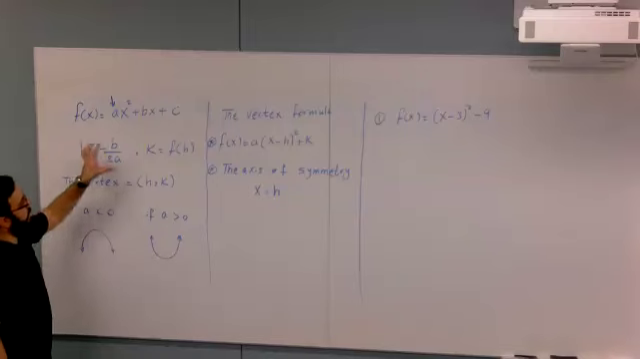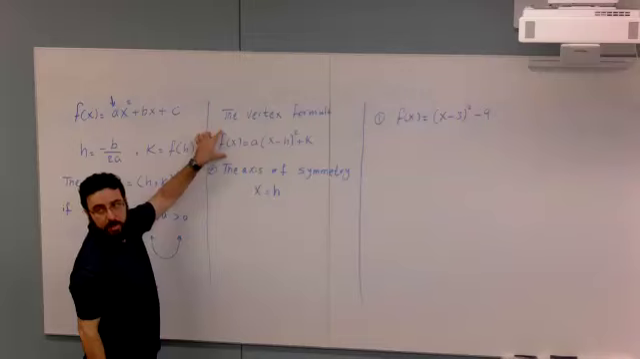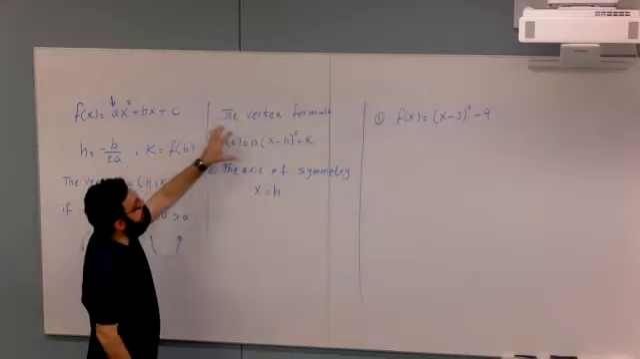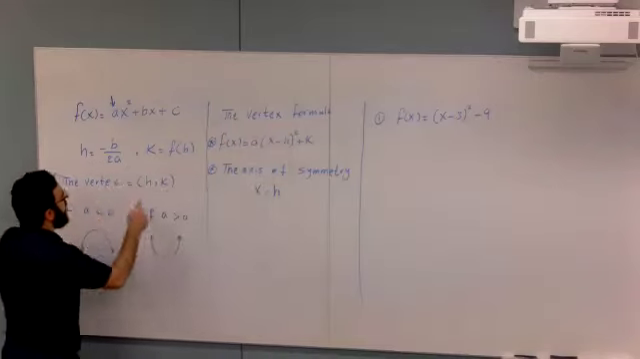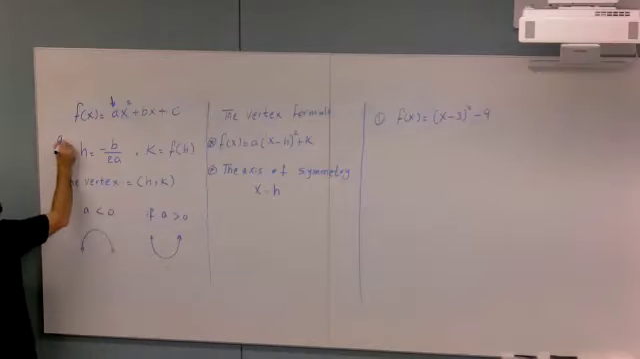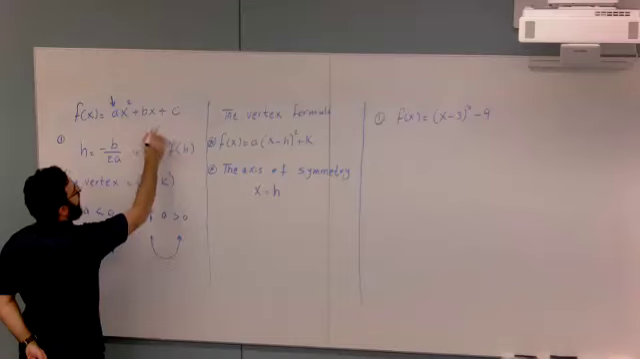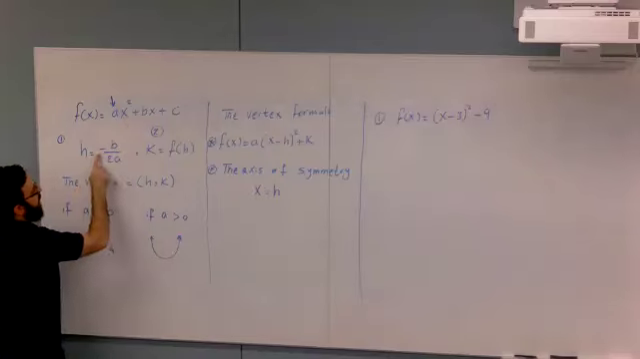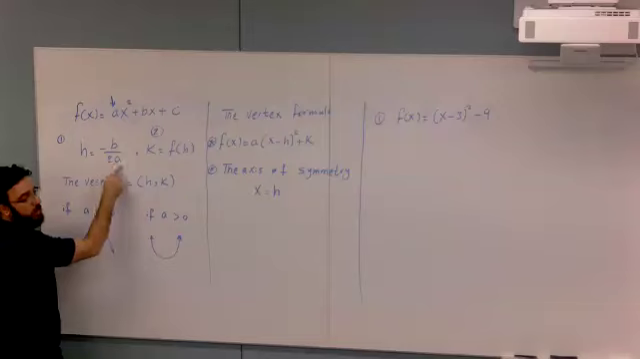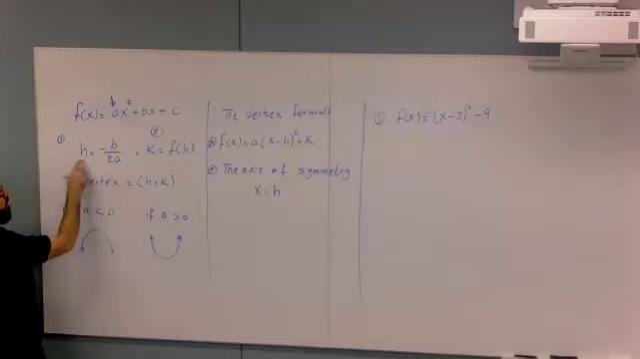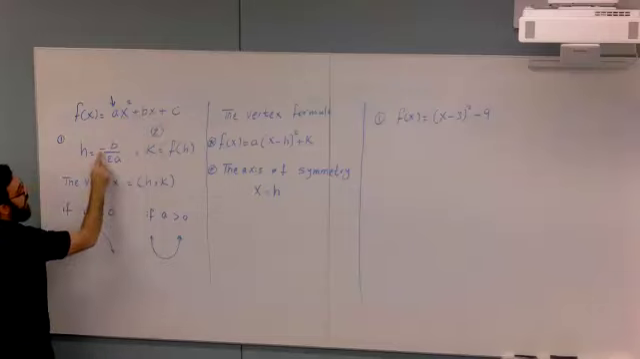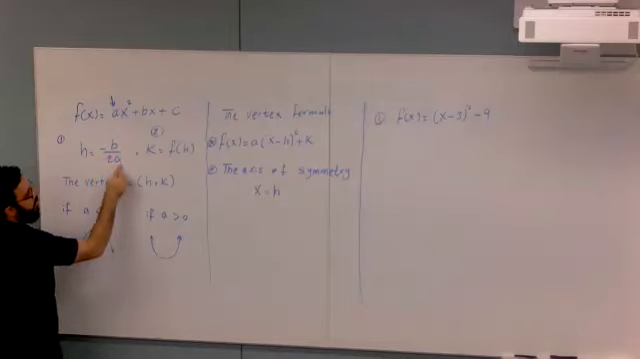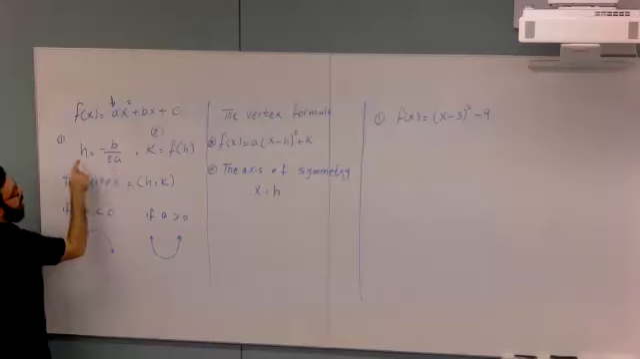So now, how to find the vertex formula? Here's the quadratic equation. If they ask you to find the vertex formula, first of all, I need to find the value of h and the value of k. How are we going to find the value of h? By negative b divided by 2a. From the quadratic equation, we find negative b. b is 5, so that's going to be negative 5 divided by 2 times the value of a. That is the value of h.